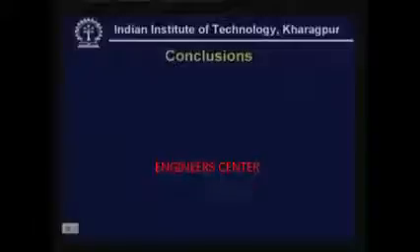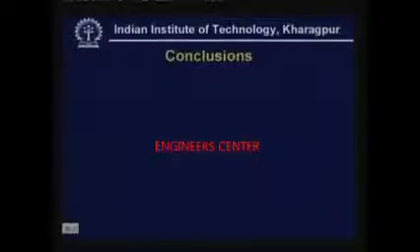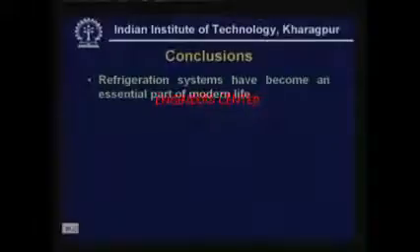Now let me conclude this lesson. In this lesson we have defined refrigeration and air conditioning, and we have outlined the historical aspects of various natural and artificial refrigeration methods. And while doing so, we have also explained the working principle of these systems in brief. And when we discuss these systems, we will explain the working principle once again in detail. Right now the main focus is to develop refrigeration systems.